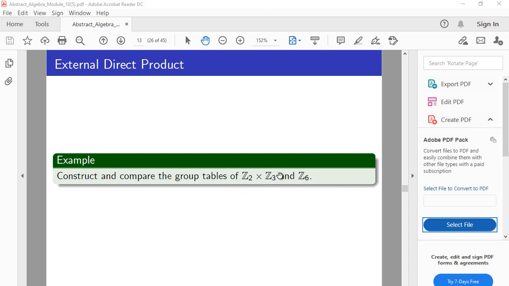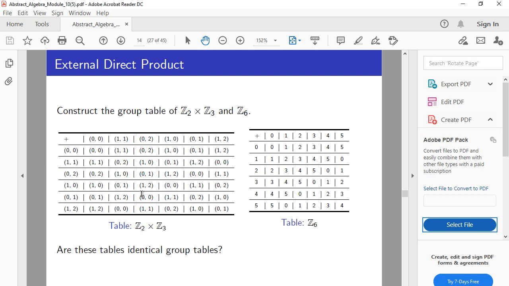So the operation of this external direct product is going to be component wise, and in the first coordinate the operation would be addition mod 2. In the second coordinate the operation would be addition mod 3. Okay, so here are the group tables for these two groups.